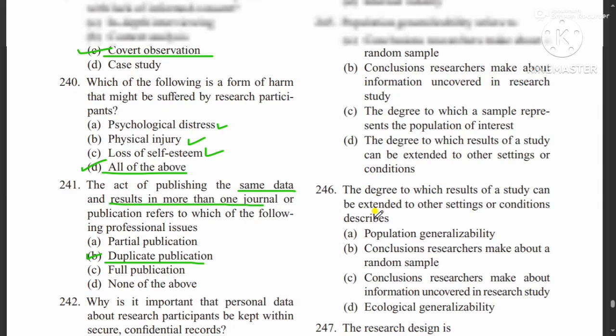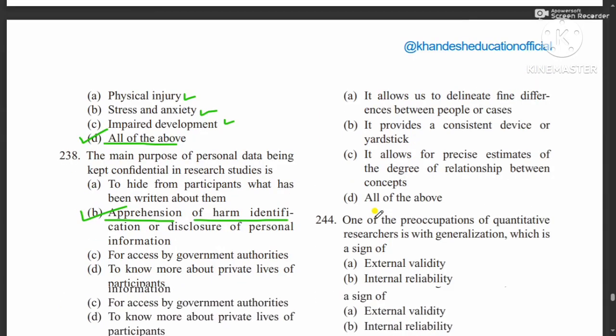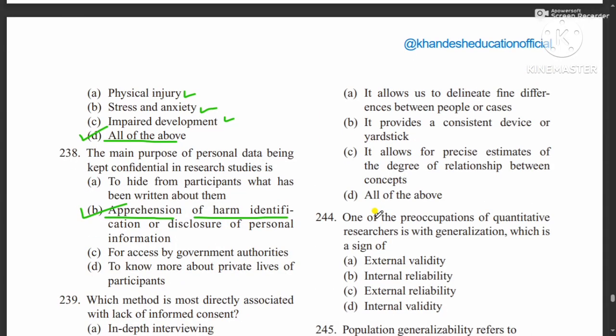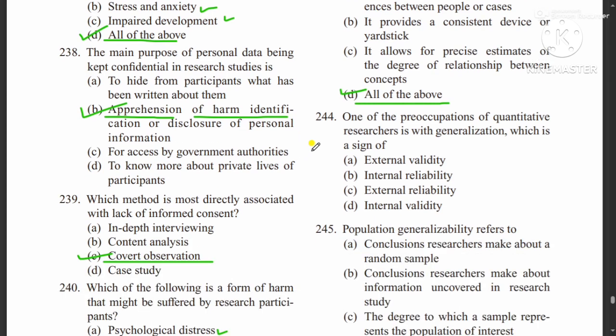Next, the importance of measurement in quantitative research is that quantitative because of related statistical. Option D is correct. All of the above. Because of quantitative, it allows us to delineate finer differences between people or cases. It provides a consistent device or yardstick. It allows precise estimates of the degree of relationship between concepts.